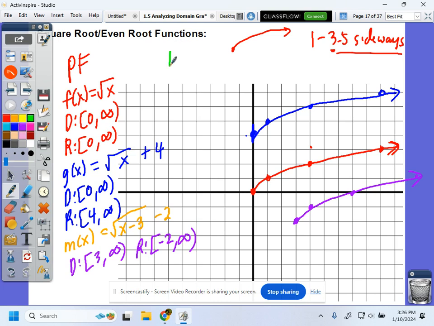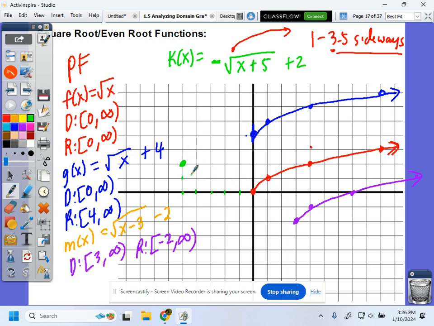Sometimes the graph becomes like k of x. K of x is negative square root of x plus 5 plus 2. The plus 5 means instead of going to the right 5, you're going to go to the left 5: negative 1, 2, 3, 4, 5. Add 2 up: 1, 2. But since there's a negative here, there's a reflection over the x-axis.